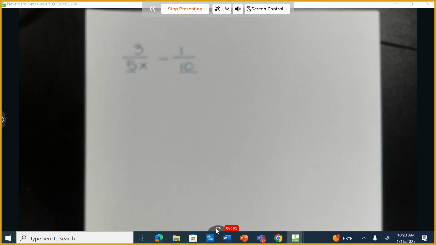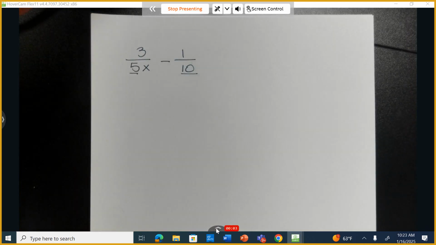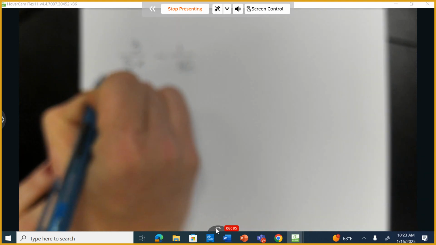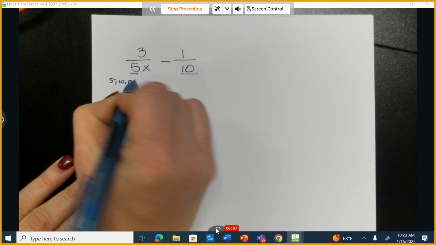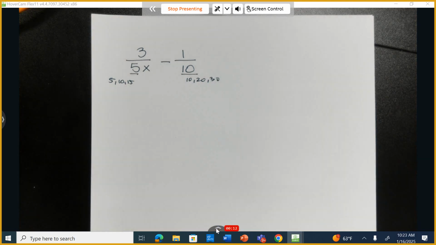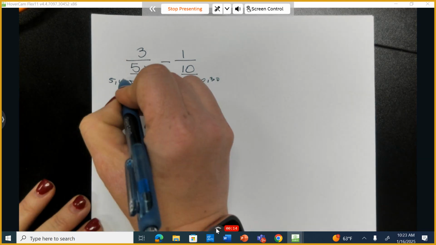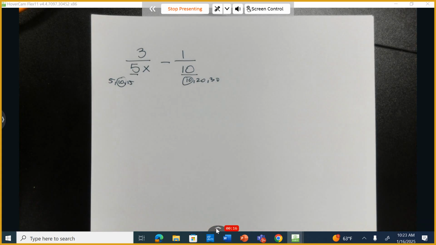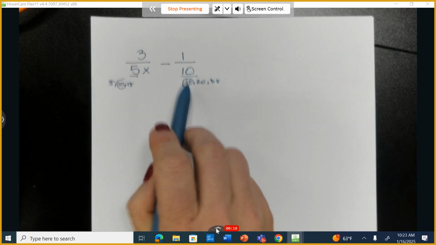If you're confused about how to choose that smallest number, I'm going to start right now by writing out the multiples of 5: 5, 10, 15, and the multiples of 10: 10, 20, 30. What's the smallest number that's in both lists? 10. 10 is the smallest number. That's okay if you get it wrong. 10 is the smallest number in both lists. That means I don't have to touch the 10.